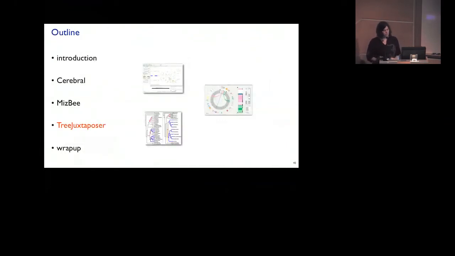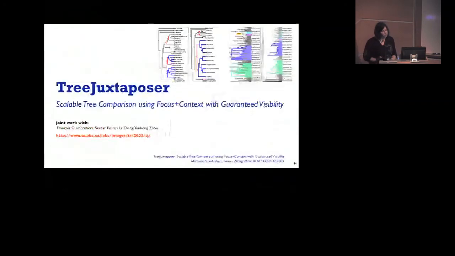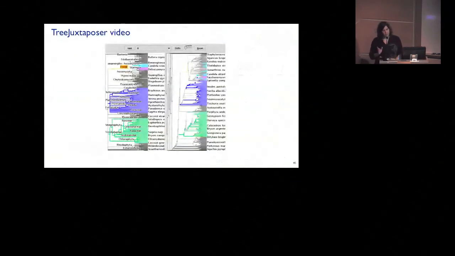So now let me get to the last bit. Tree Juxtaposer, and in contrast to the first 2 systems, which were very much problem-driven design studies, Tree Juxtaposer was much more of a technique-driven paper. It was this question of how do we actually scale up algorithmically some of this stuff. So this is joint work with Gambartir, Tacharan, Zhang, and Zhou, and appeared at SIGGRAPH a few years ago. And again, let me show you the video first.